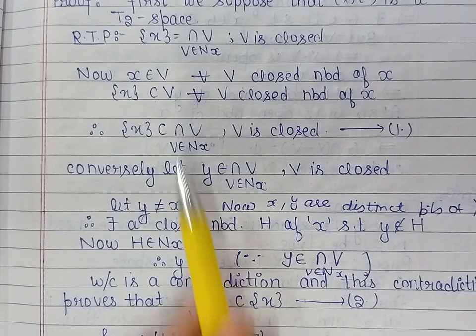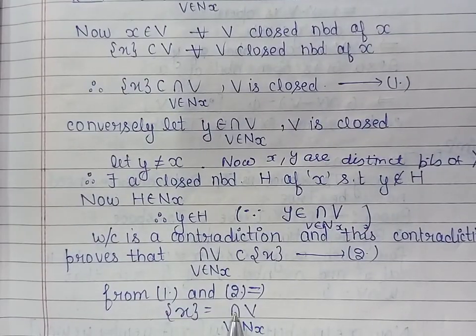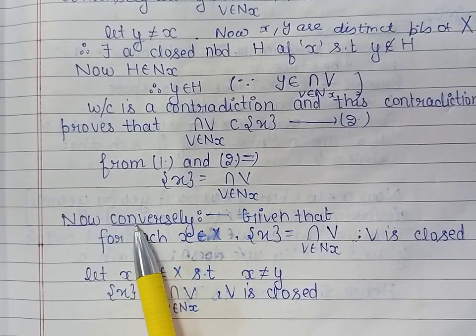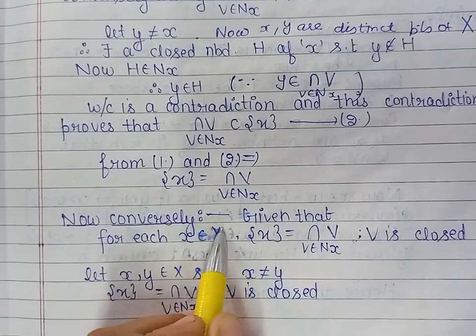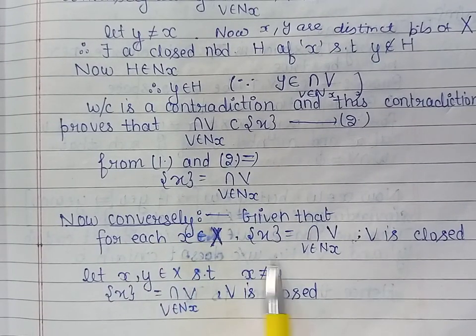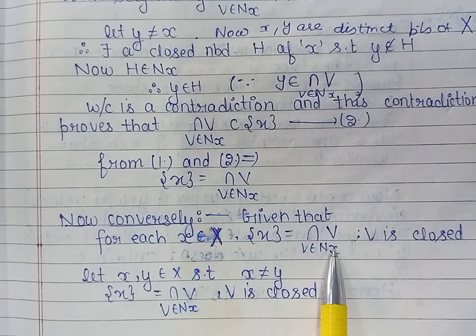So combining 1 and 2, we can say that singleton X is equal to the intersection of all the closed neighborhoods of X. Now we do the converse part. Conversely, we are given that for every X belonging to the topological space X, singleton X is the intersection of all the closed neighborhoods of X, and we have to prove that the space is a T2 space.